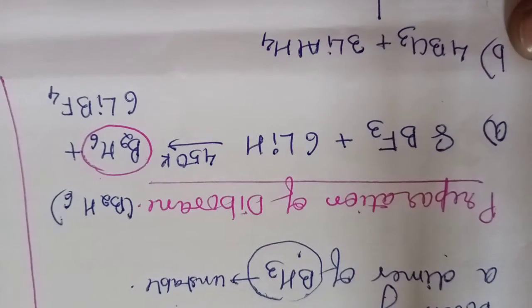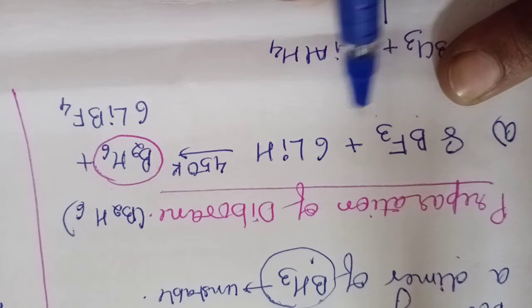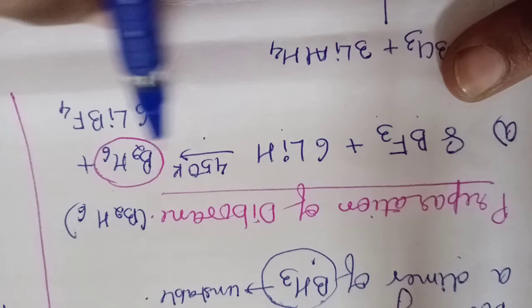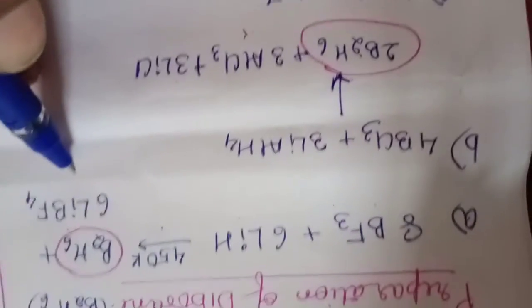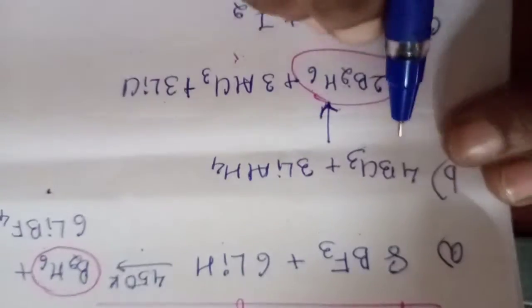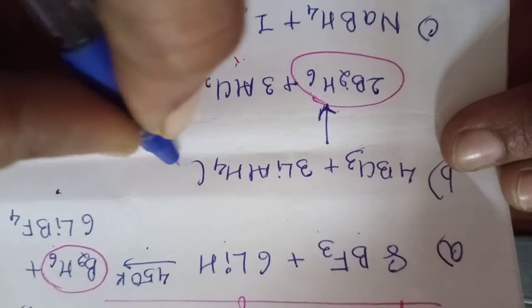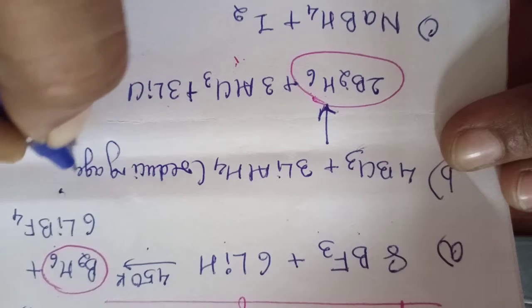How can you prepare B2H6? We can treat boron halide in the presence of lithium hydride at 450 Kelvin temperature. It gives diborane with the formation of lithium fluoride. Another reaction is when boron halide is treated with LiAlH4. LiAlH4 is a reducing agent.